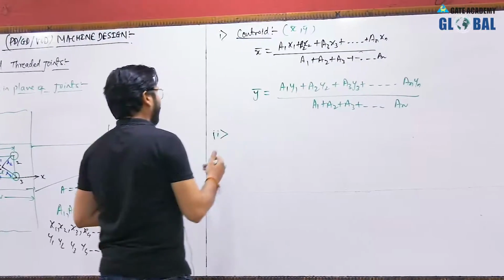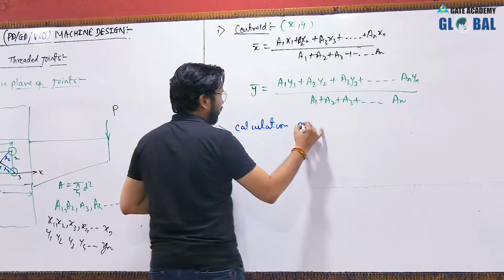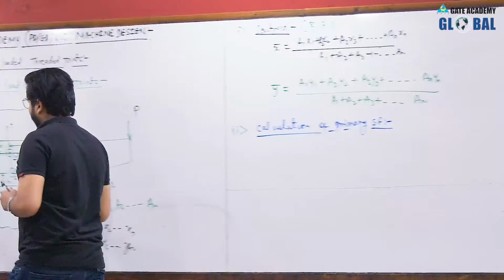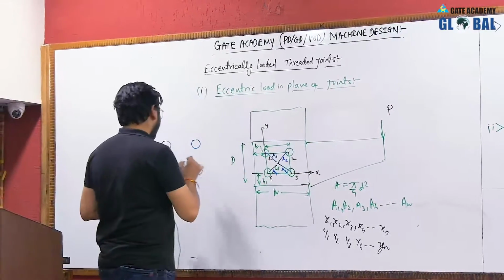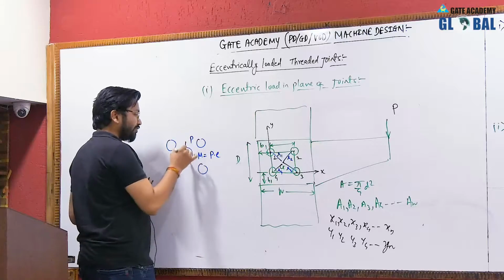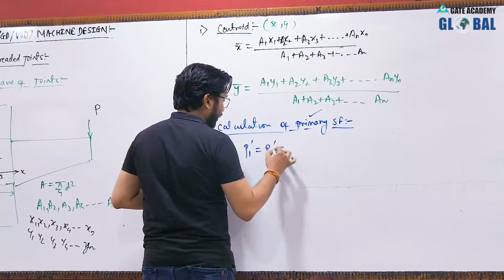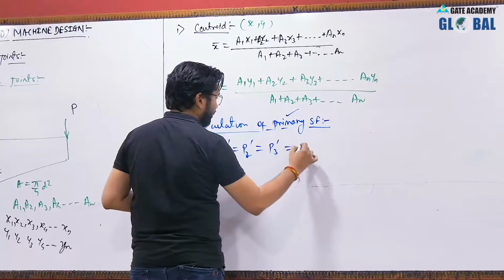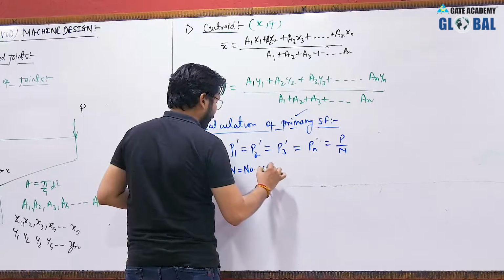The next step will be calculation of primary shear force. As previously discussed, in such an arrangement we can reduce the given loading condition, which is an eccentric load, into a load acting at the centroid of the joint and a moment acting along the centroidal axis of the joint, that is this. Now this load will create a primary shear force, and the primary shear force in each bolt will be equal, as this force is acting at the centroid. So P1 dash equal to P2 dash equal to P3 dash up to Pn dash will be equal to P by N, where N is the number of bolts or screws.